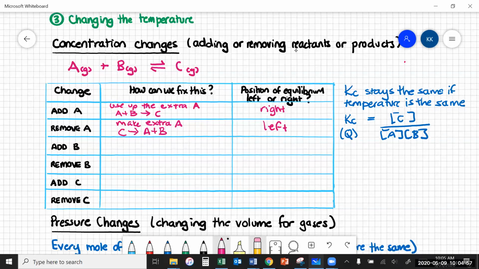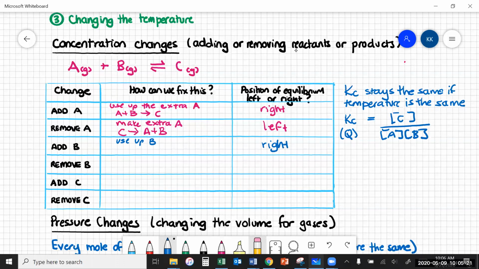How did you go with that? So if you add some B, what's the stress? The stress is you've got too much B. How can you get rid of B? You react it with A. So we need to use up the extra B. And to use up B, that means our position of equilibrium has to go over to the right.